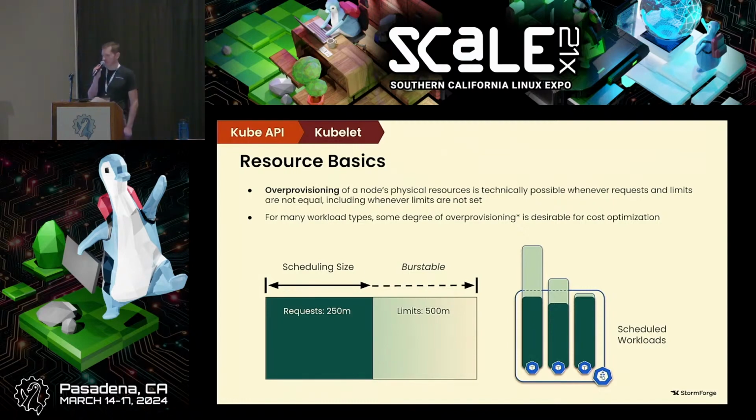Over-provisioning, and I'm getting into over-provisioning because resource management is really simple if you never over-provision. So that's mostly what we're going to be talking about. Over-provisioning is technically possible whenever the requests and limits aren't equal, including when limits are not set. And for many workload types, including Rafa's earlier on, over-provisioning to some degree, for most workload types, there are exceptions, is usually desirable for cost optimization.